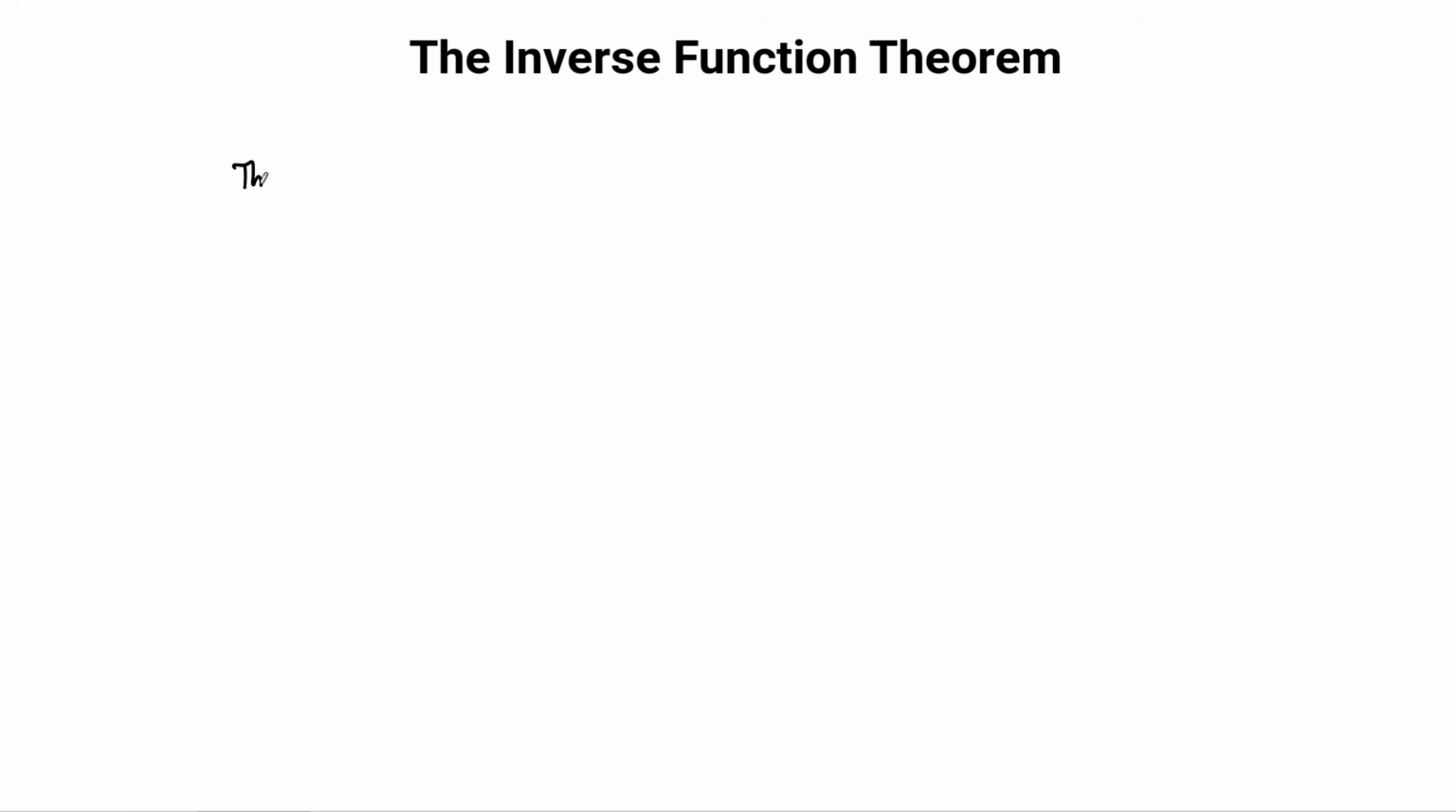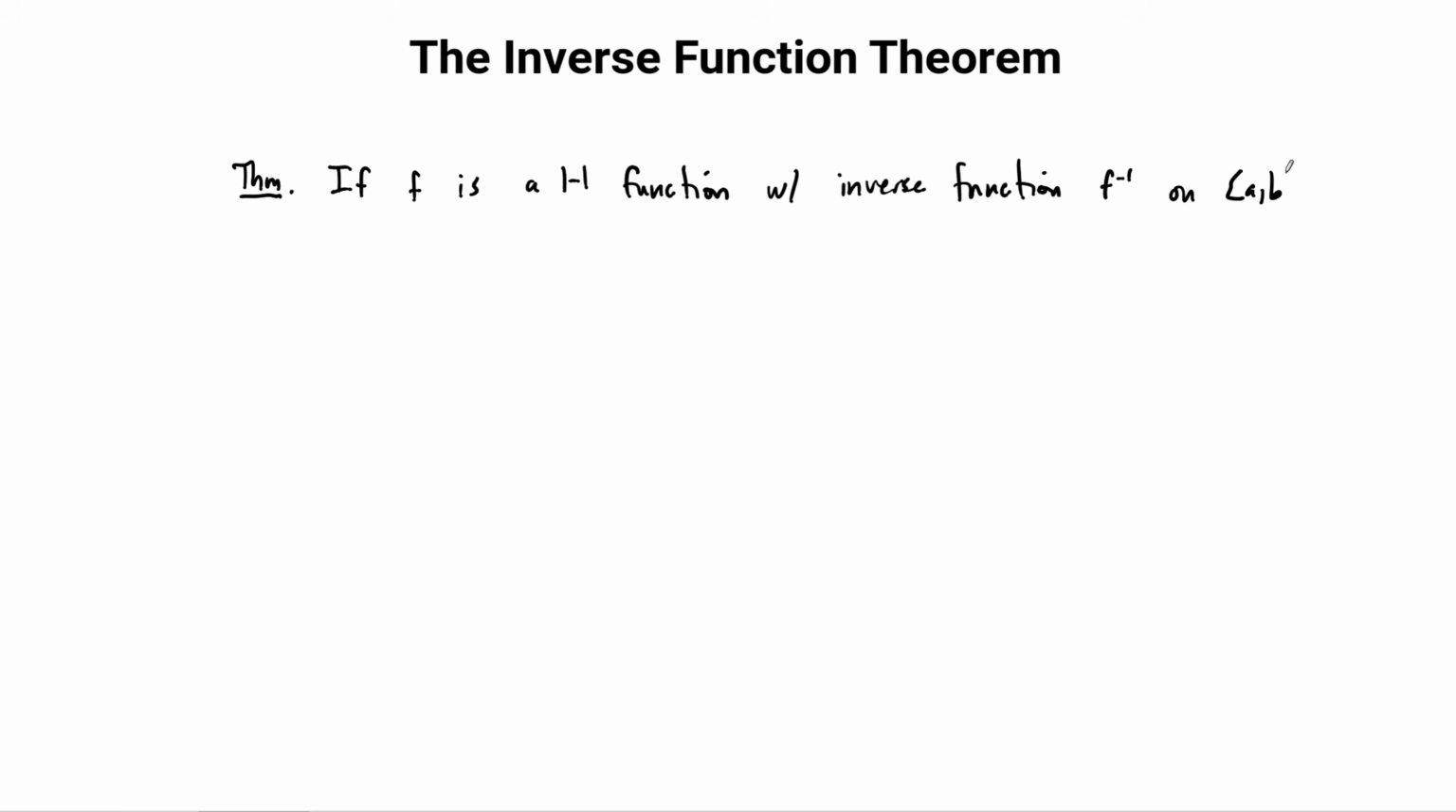I'd like to start this lecture by stating the theorem as it's posed in the text, and then I will draw some pictures and we'll do an example. The theorem says this. If f is a one-to-one function with an inverse function f inverse on an interval from a to b, I'm adding a little bit to this theorem that's not in the book, but it's pretty much the same as what's in the book.